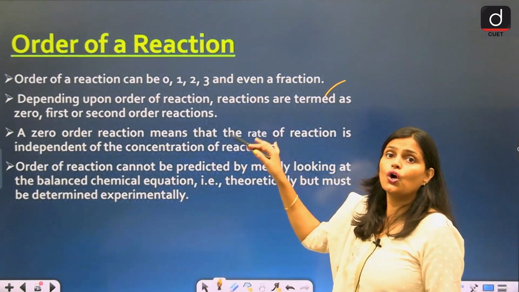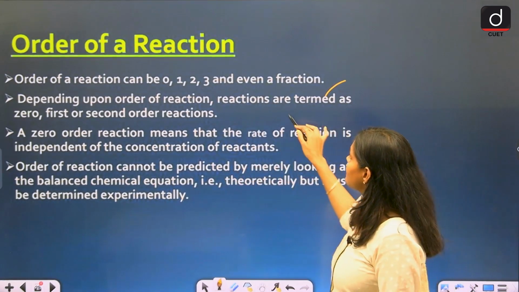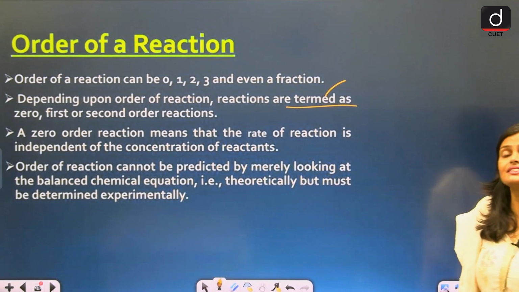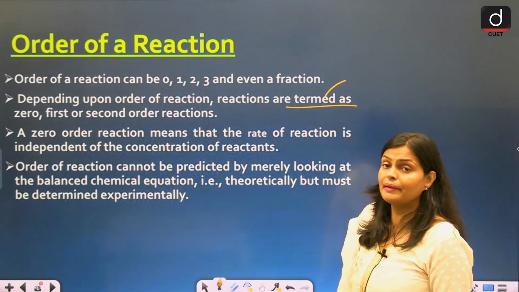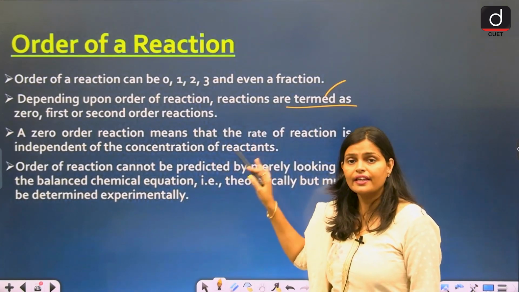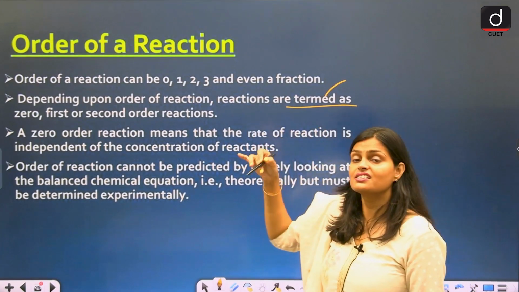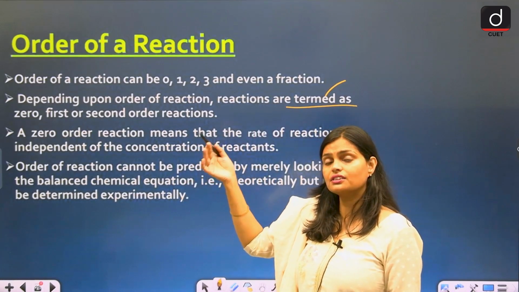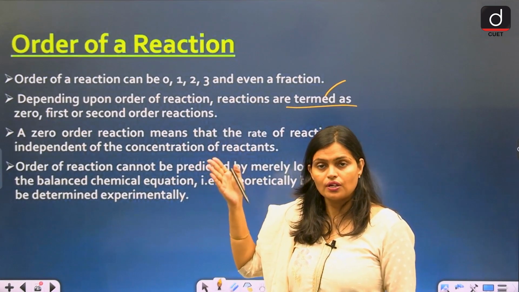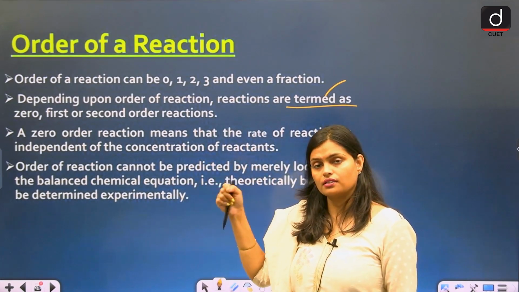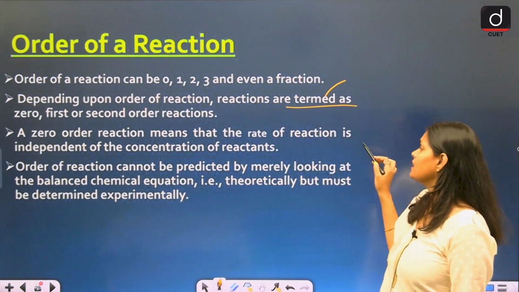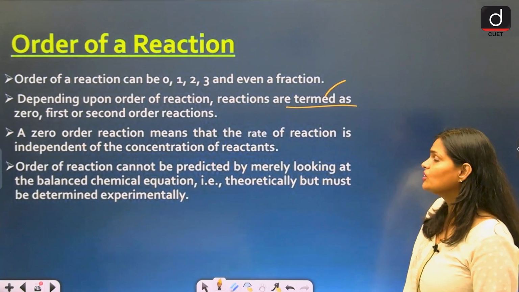Depending upon the order of reaction, the reactions are termed as zero, first or second order reaction. Depending on what? Depending upon the order of reaction. If the power becomes zero, it is zero order. अगर x प्लस y 1 है तो 1, 2 है तो ऑर्डर 2 हो जाएगा. A zero order reaction means that the rate of reaction is independent of the concentration.